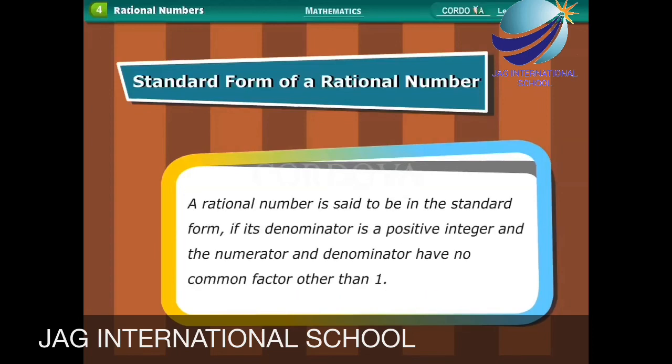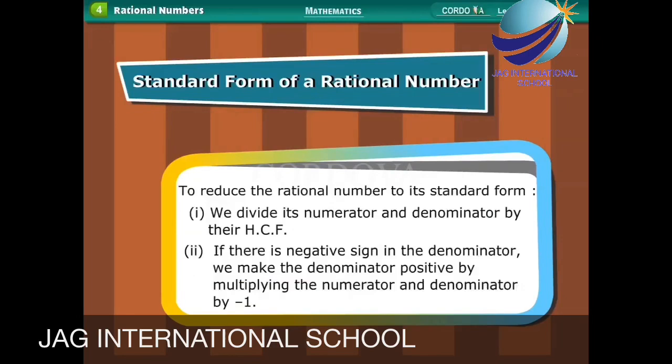A rational number is said to be in the standard form if its denominator is a positive integer and the numerator and denominator have no common factor other than 1. To reduce a rational number to its standard form, we divide its numerator and denominator by their HCF. If there is a negative sign in the denominator, we make the denominator positive by multiplying the numerator and denominator by -1.